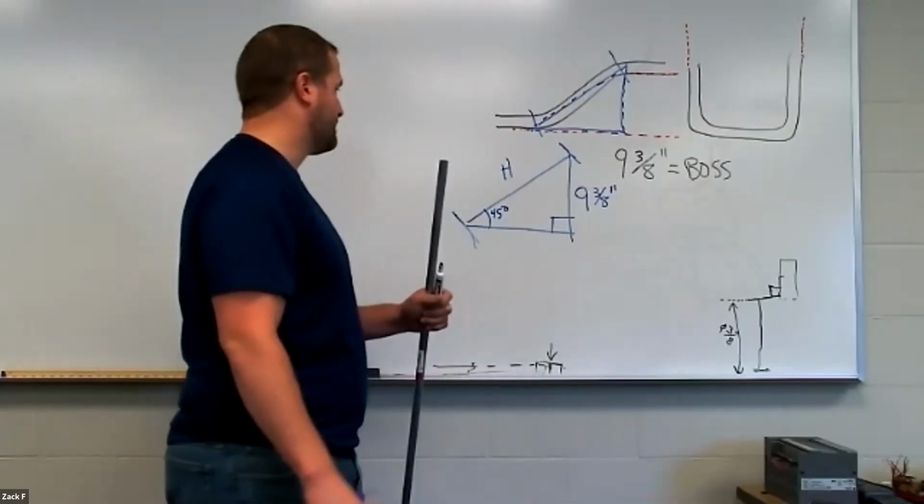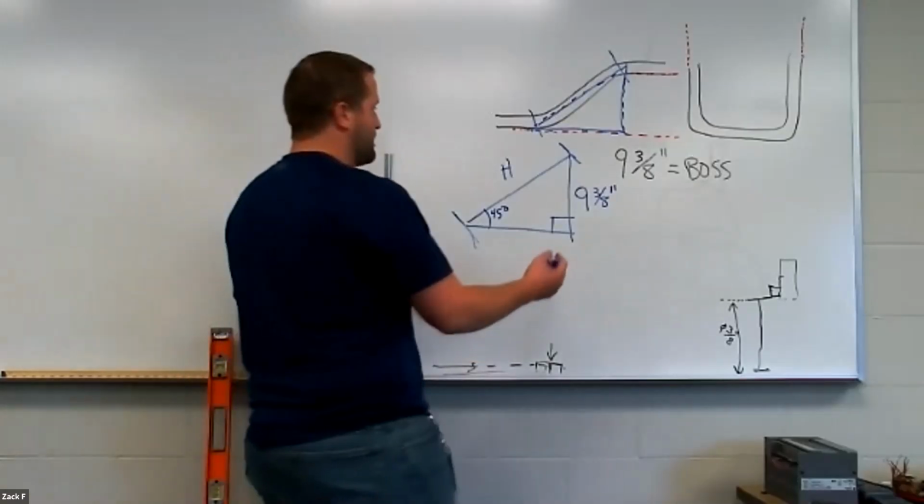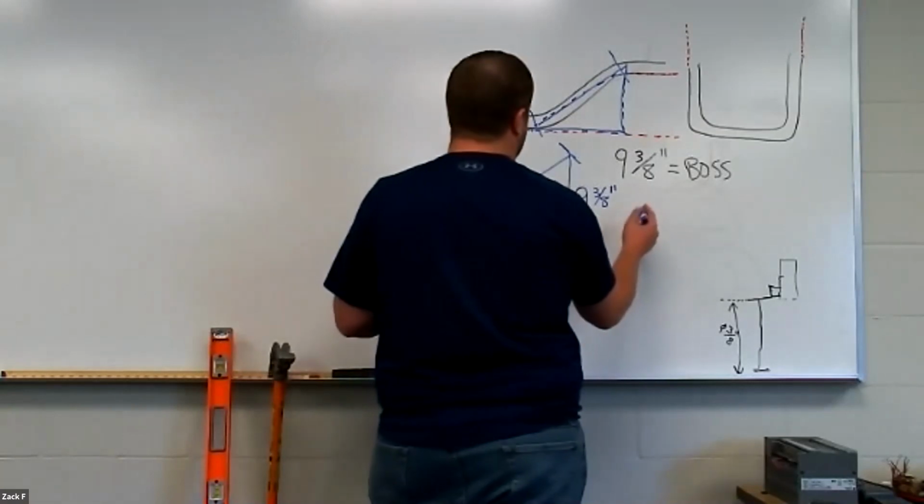So relative to this angle, what are we given? Opposite, hypotenuse. So what trig function is that? Sine. So how do we set up that formula? So it would be sine of 45 equals 9.375 over x.